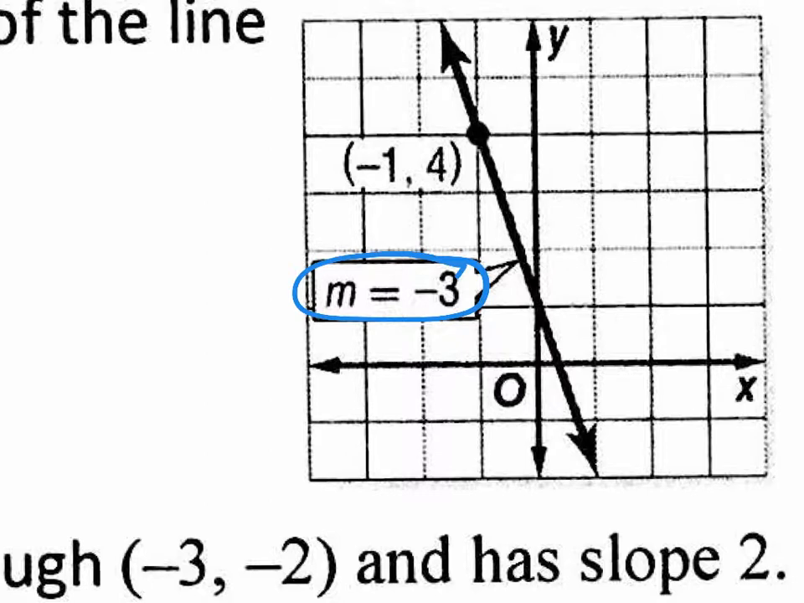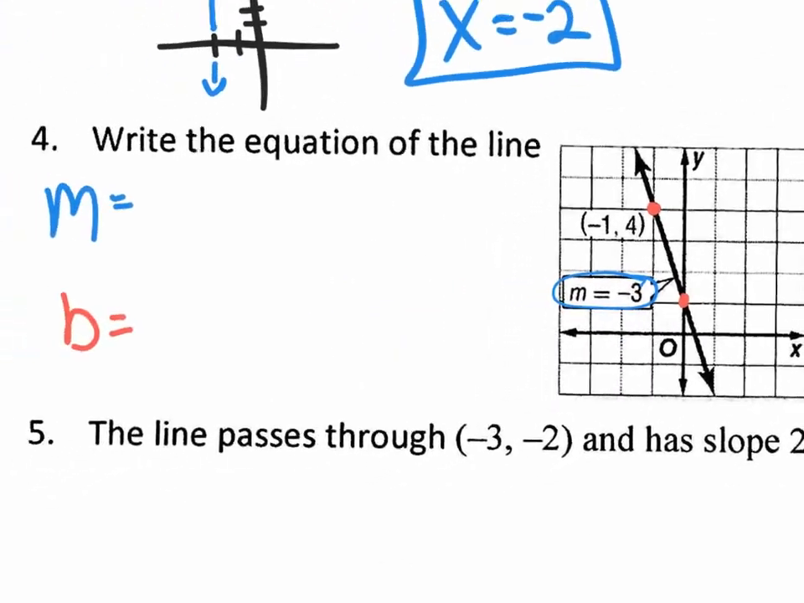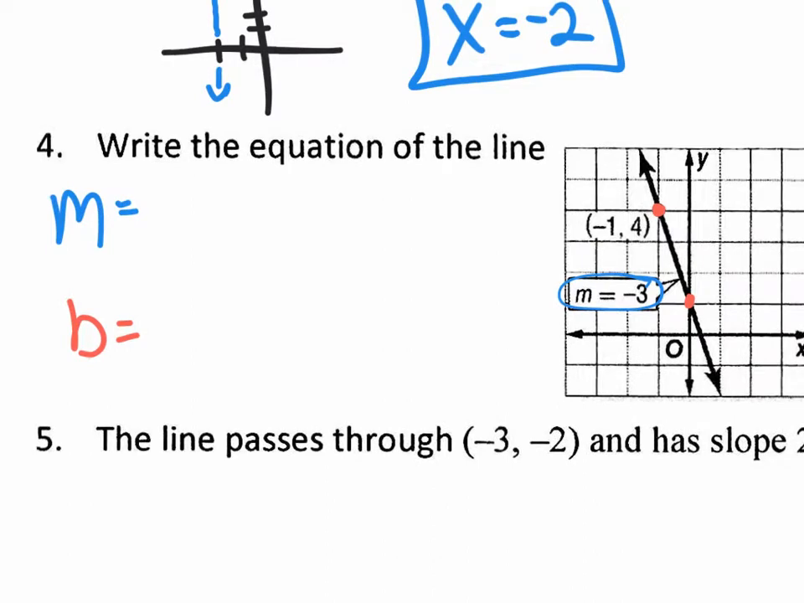I mean, you could say, okay, I want to count from this nice point to the next nice point that I see, right? And you would be going down 1, 2, 3. That's why it's -3 over 1. -3 over 1 is just -3. They give you the slope. How easy is that, right? So the slope is -3.